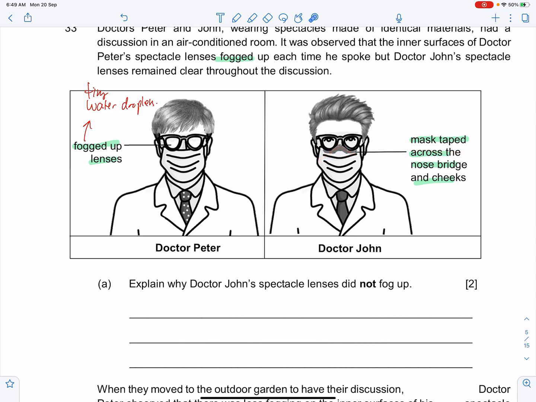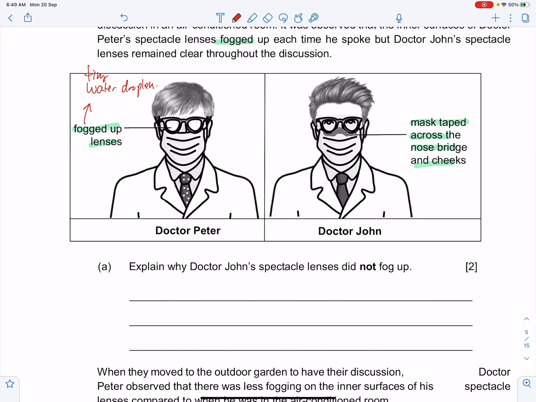So when you think about it, when you respire, you're breathing out water vapor. So by taping the mask, you're actually preventing the water vapor from escaping from the mask and touching your glasses. Whereas in this case for Dr. Peter, the mask wasn't taped, so water vapor that he breathes out could just touch the lenses. Alright, so he's talking about Dr. John, right?